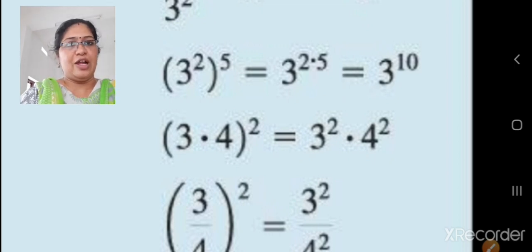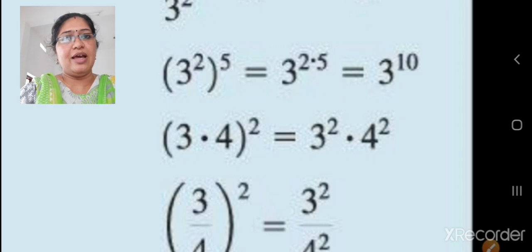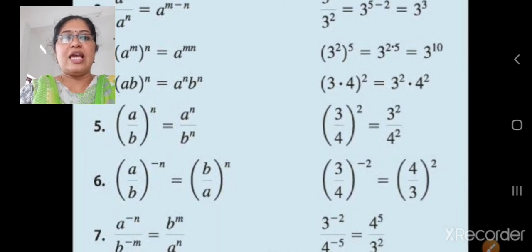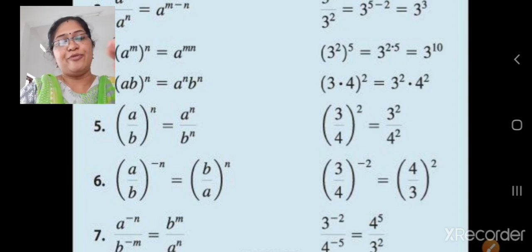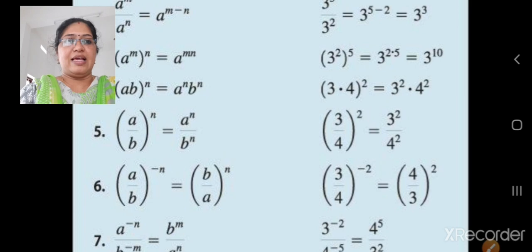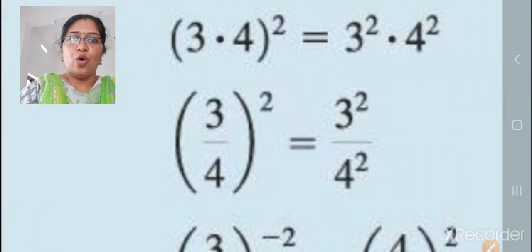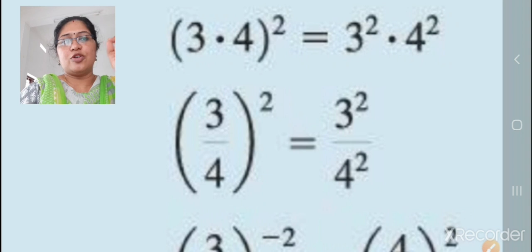Then you should find the value. If it is asked to find the value, 3 3s are 9 you will do, 4 4s are 16 you will do, and you will multiply. Then you will find the value of that. Now same way, a by b whole raised to n: n is common for both a and b. So a raised to n divided by b raised to n. For example, 3 by 4 whole square means it is 3 square by 4 square. The square is common for 3 and also for 4.